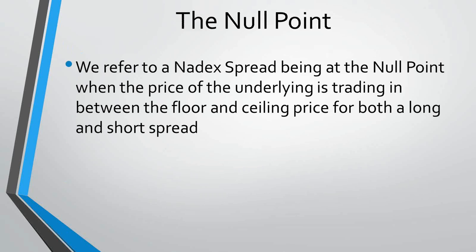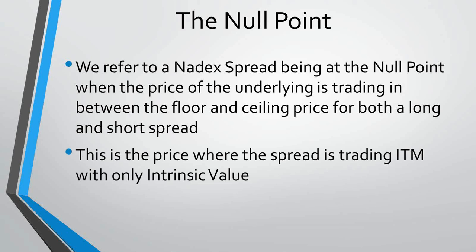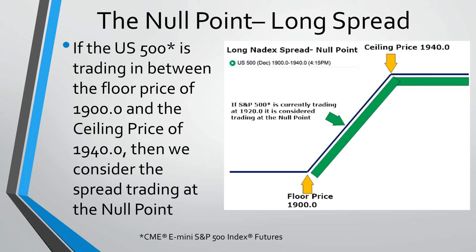So let's talk about the null point. We refer to a Nadex spread being at the null point when the price of the underlying is trading in between the floor and the ceiling for both a long and a short spread. Remember, at the money was different. It was at the money in different spots, either the floor or the ceiling, depending on whether you were looking to be long or short. But the null point is the center, regardless of whether you're going long or short. This is the price where the spread is trading in the money with only intrinsic value. There is no extrinsic value at the null point.